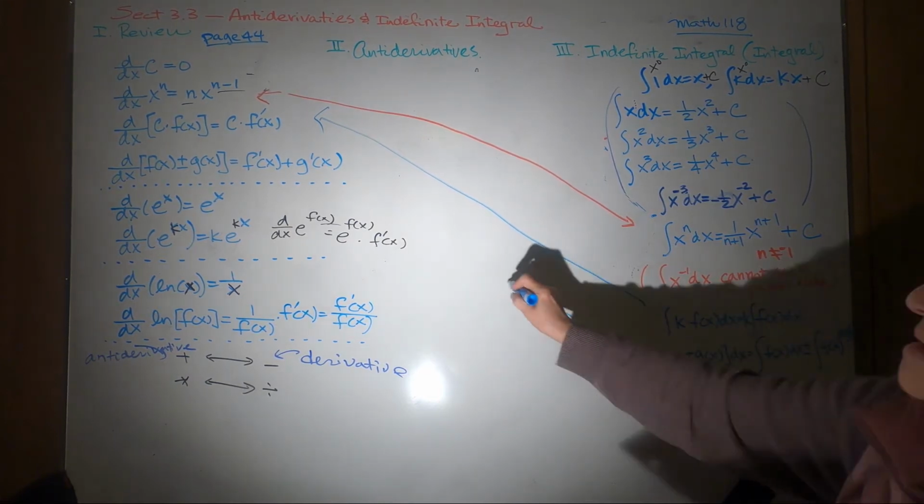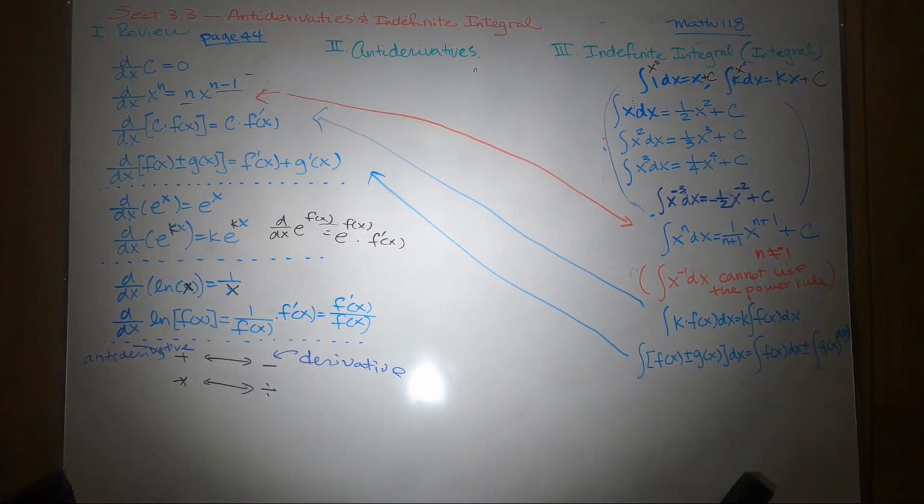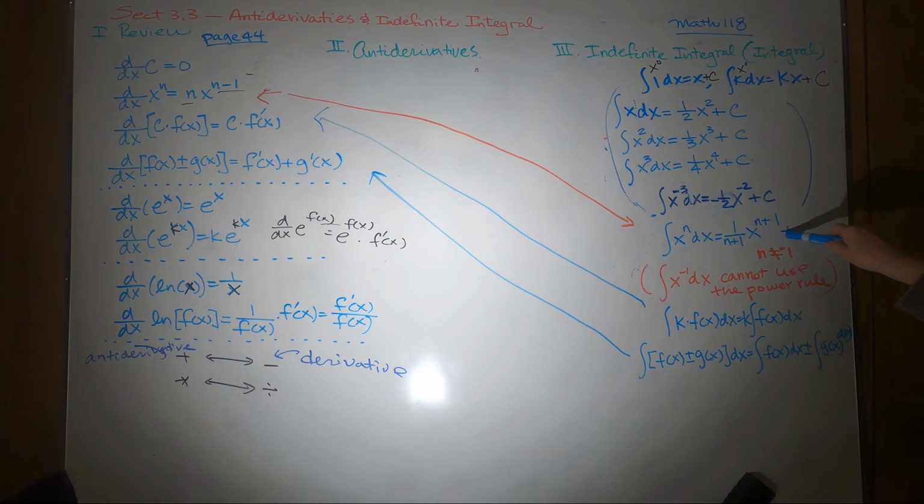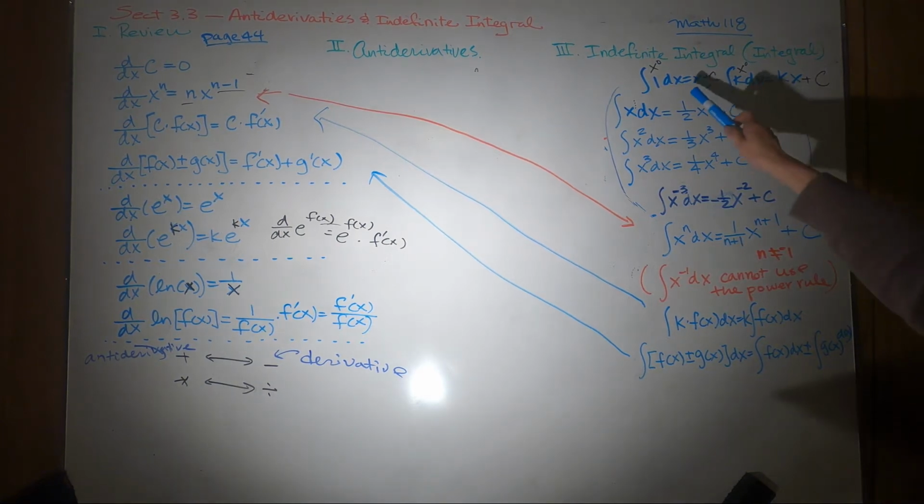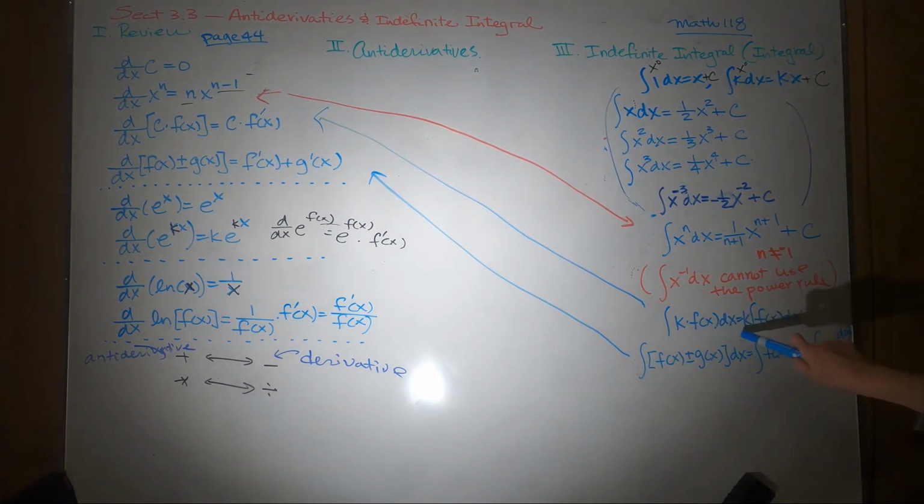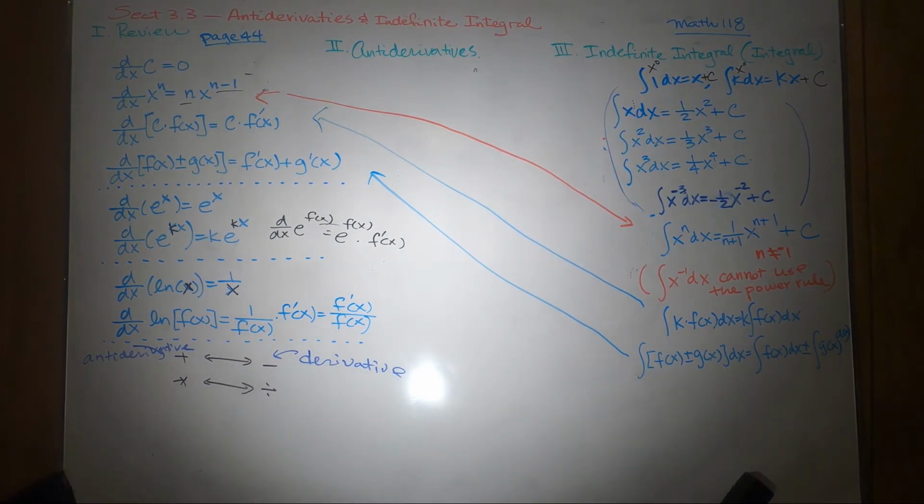Okay, it's similar thinking as that one. Okay, so on your page 64, we call this the power rule for the antiderivative. This is the constant rule for the antiderivative. This one will be the constant multiple rule. Okay, this one will be the sum and difference rule for the antiderivative.